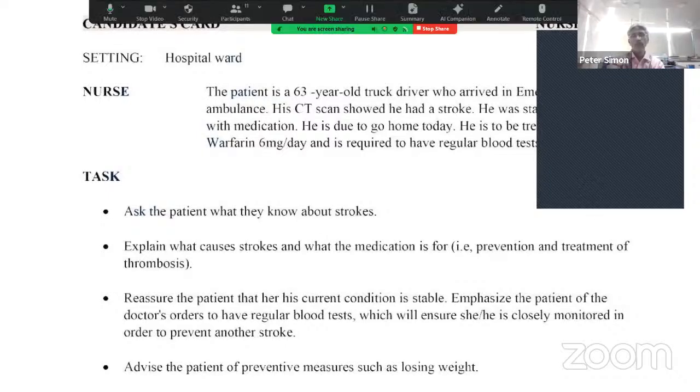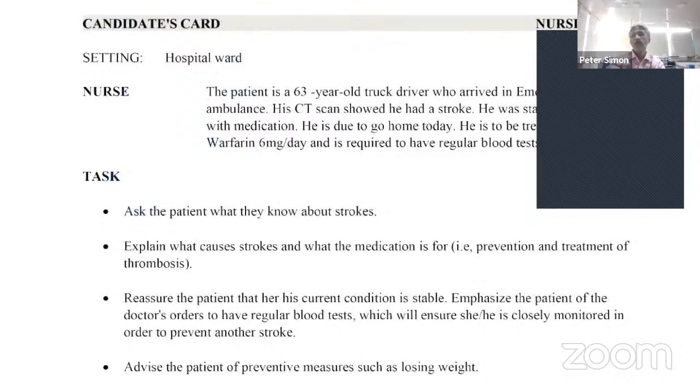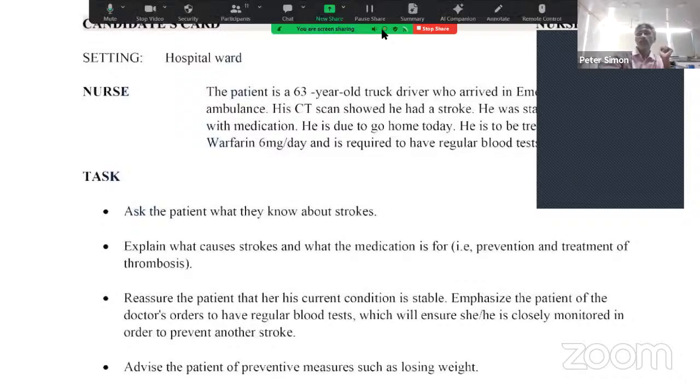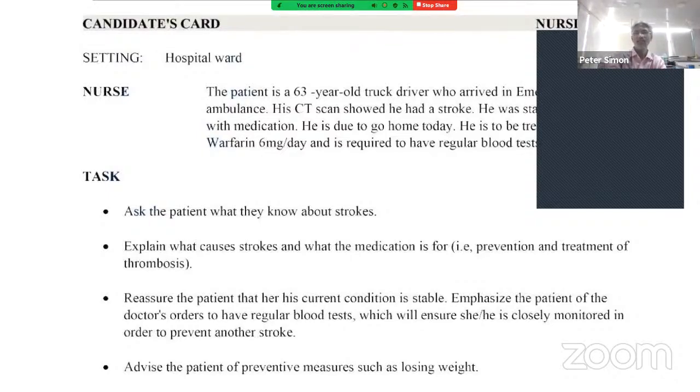The next one, task 3, or we can say question number 3. Task 3 is offering reassurance. This is the third task. First one is seeking information, or eliciting information, what the patient already knows. So number 1 is eliciting information.